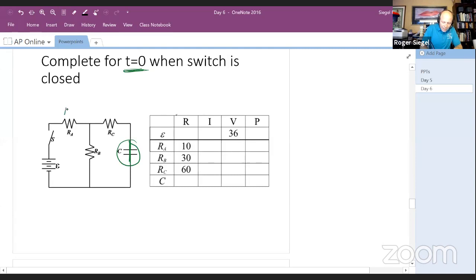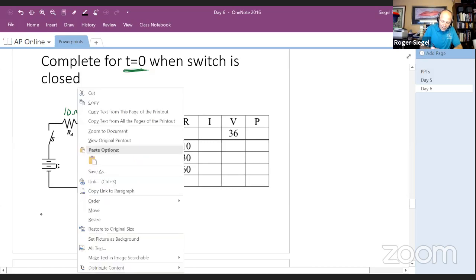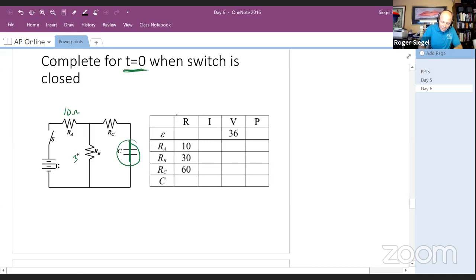We're told that this resistor is 10 ohms, this resistor is 30 ohms, and this resistor over here is 60 ohms. All right, so I've got all this. I've got 36 volts. My EMF is 36 volts right there.